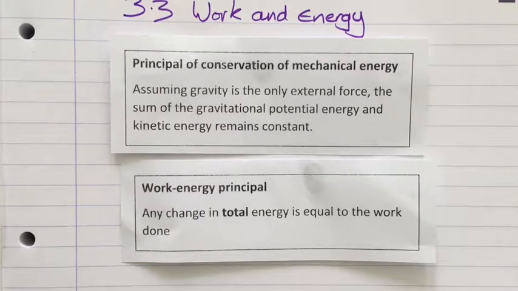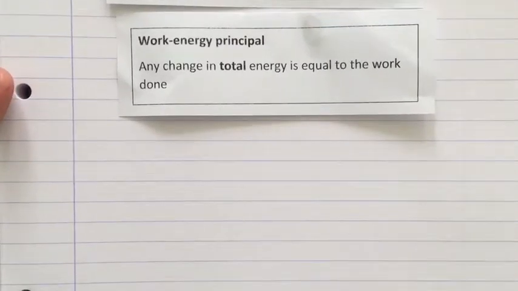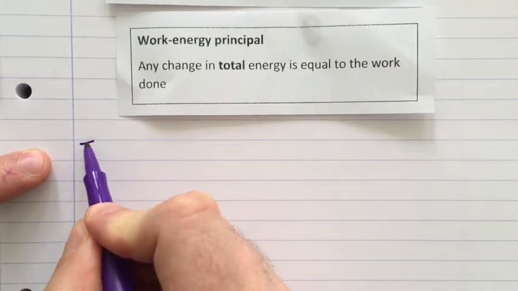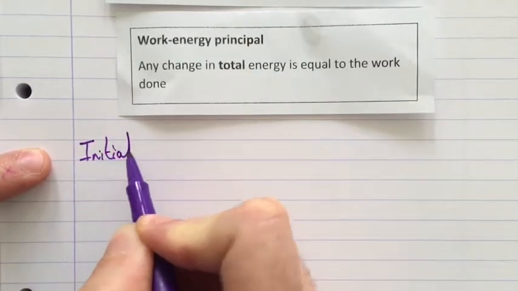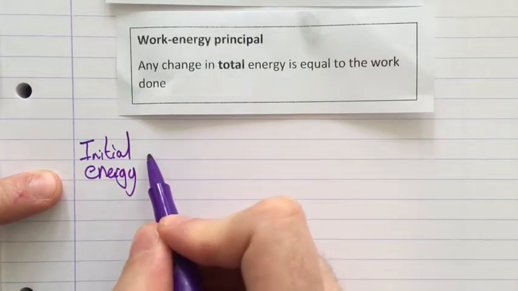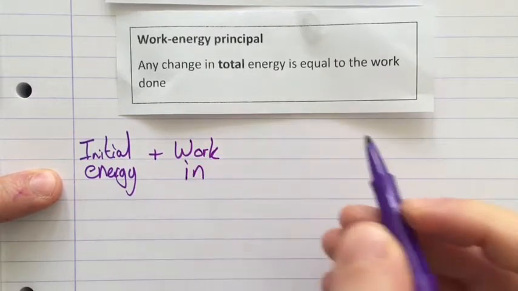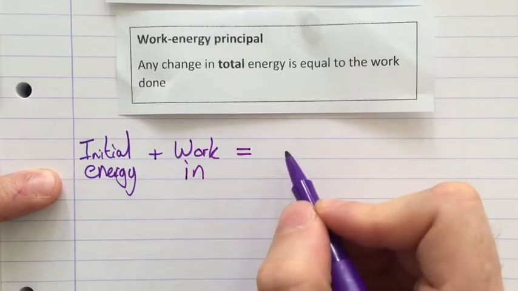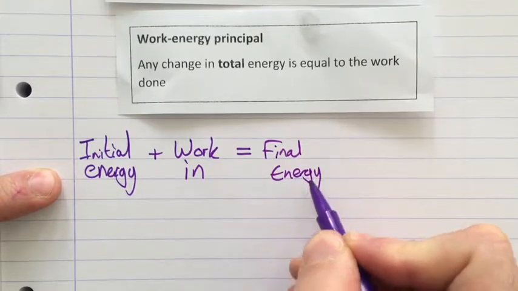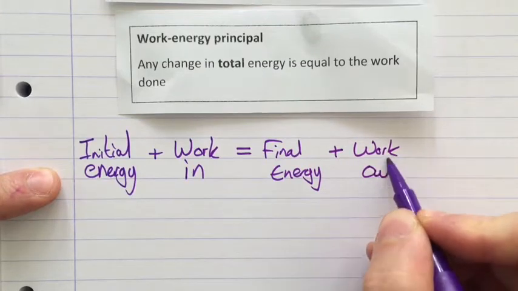Now, I like to combine these and think of them all in one go. It's how I've always thought through it. I like to think of it as this: the initial energy, which is a combination of kinetic and potential, plus any work that's put into the system, is going to equal the final energy plus any work that comes out of the system.